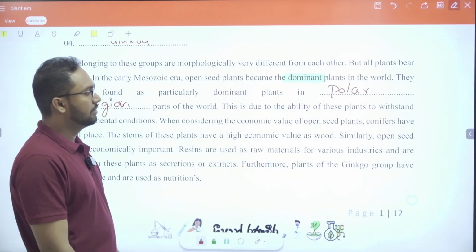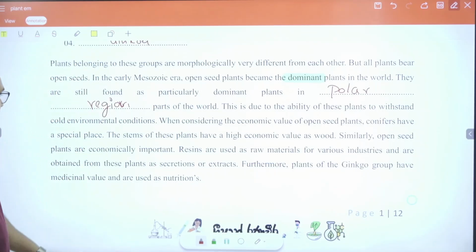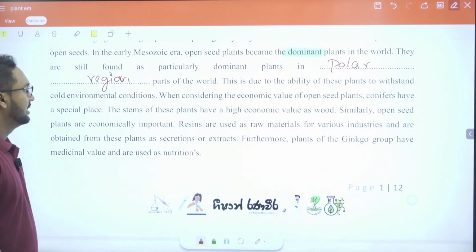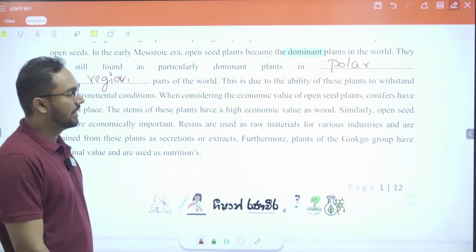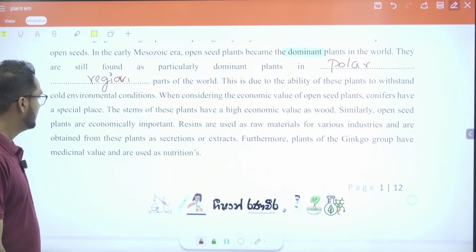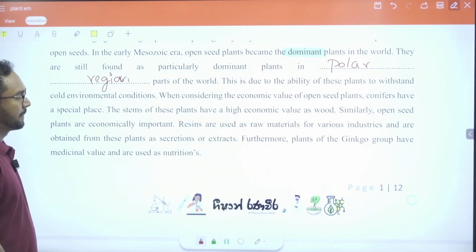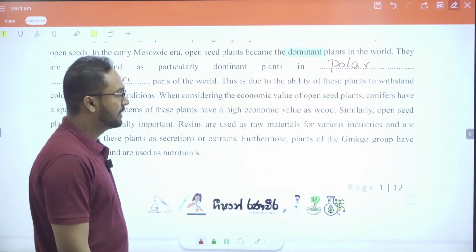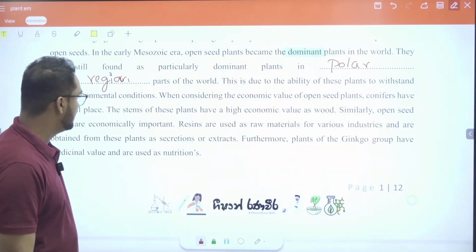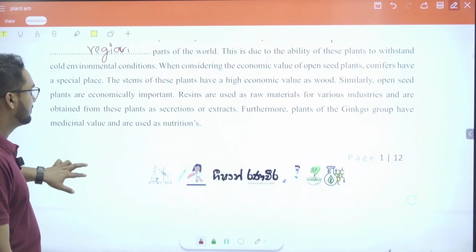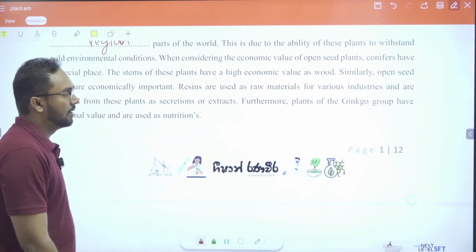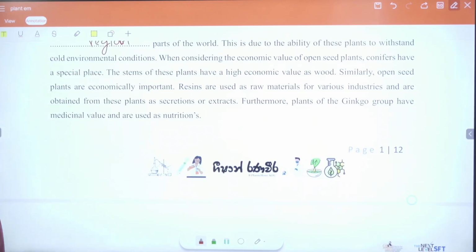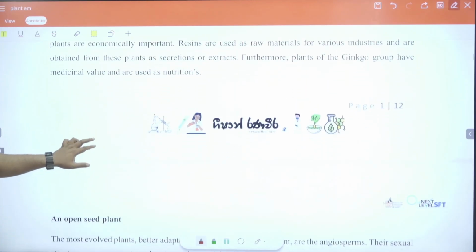When considering the economic value of open seed plants, conifers have a special place. The stems of these plants have a higher economic value as wood. Similarly, open seed plants are economically important. Resins are used as raw materials for various industries and are obtained from these plants as secretions or extracts. Furthermore, plants of the ginkgo group have medicinal value and are used as nutrients, right.